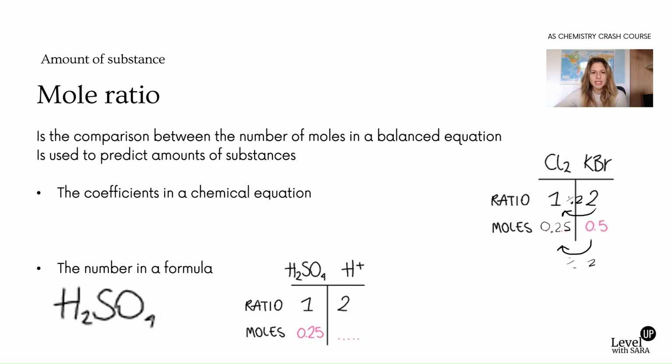But the ratio is also important in the number in a formula. So for example, if we have sulfuric acid, the ratio with its hydrogen ion is going to be 1 to 2 because in the formula we have twice the number of the hydrogen. Okay, so the moles work in the same way. 0.25 for sulfuric acid, we will have double the amount of the H+, so we will have 0.5.